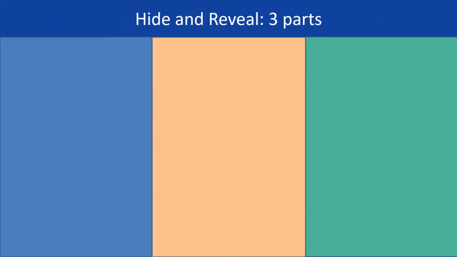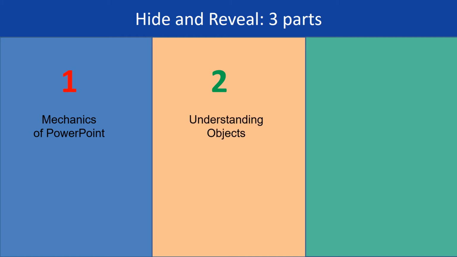There are 3 main parts to producing good hide and reveal for PowerPoint. Number 1, you have to understand the mechanics of PowerPoint. You have to understand the tools, the ribbons, things like that. Second, you have to understand what objects are. What are the things you're looking at on the screen? And then you have to learn how to manipulate the objects with animation. And then finally, there's the technique of Socratic PowerPoint. What are the specific methods that you use to create an engaging presentation?